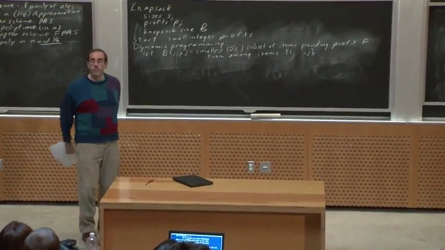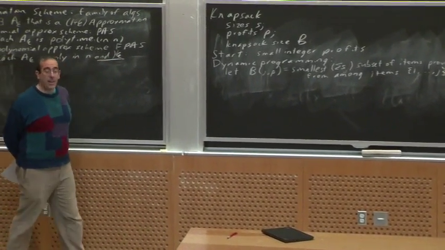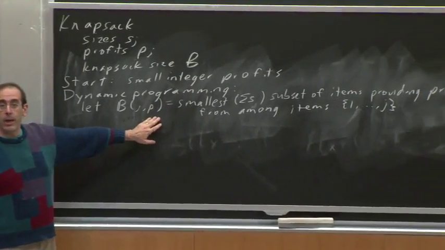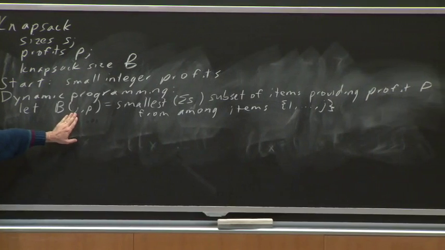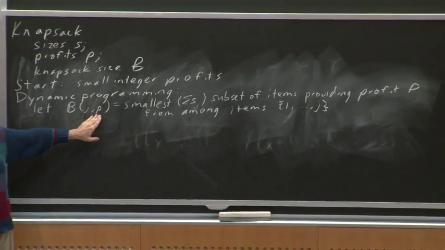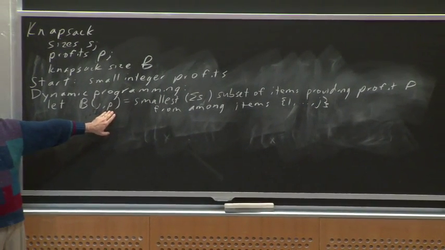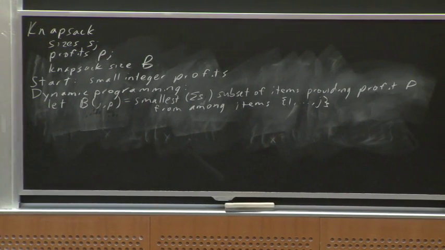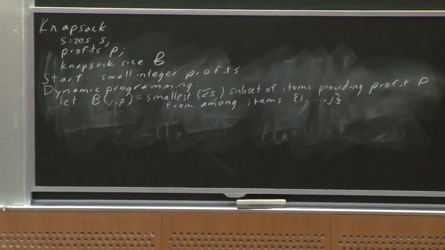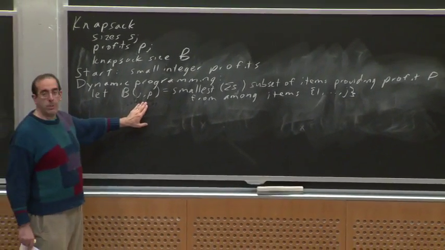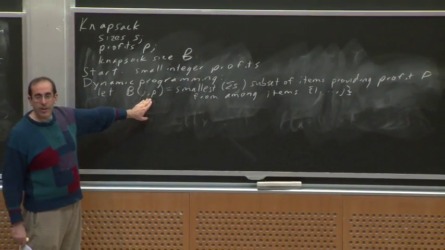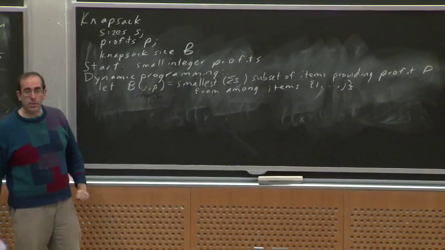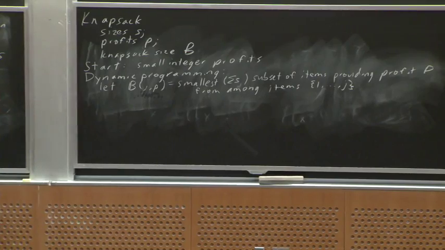Okay. So if I define this sort of magical B, you can think of this as a table, right? There are n possible values for j, and there are different possible values for P. Okay. Now, how can I use this, assuming that I fill out this table, and we'll figure out how to fill it out later? If I have this table all filled out, how can I use it to solve my knapsack problem?